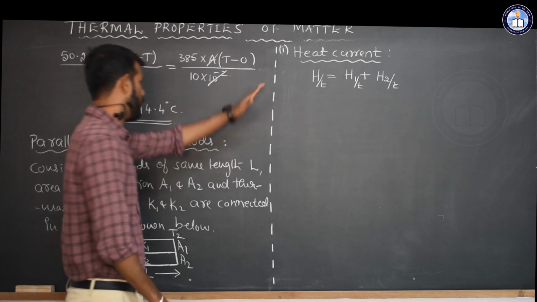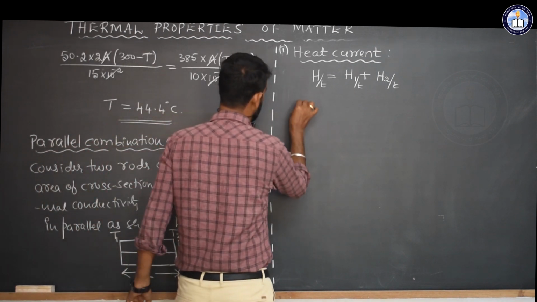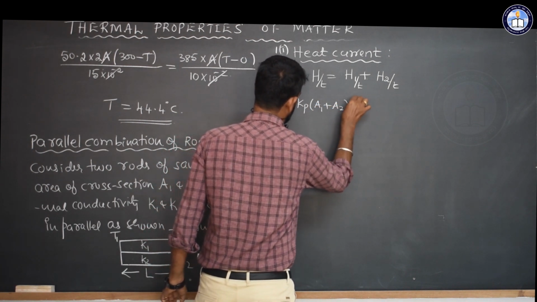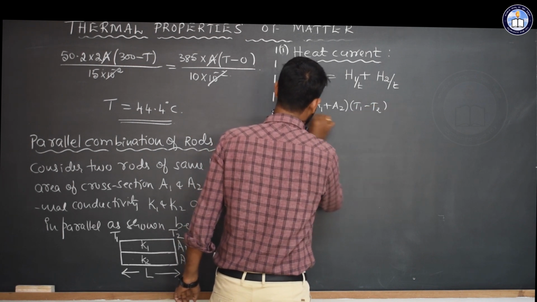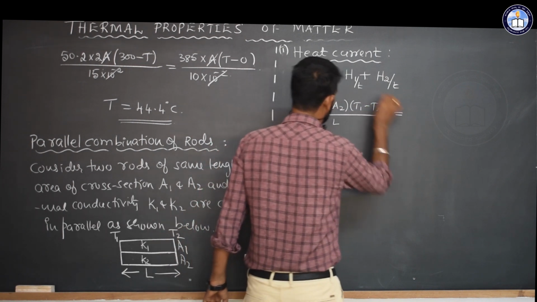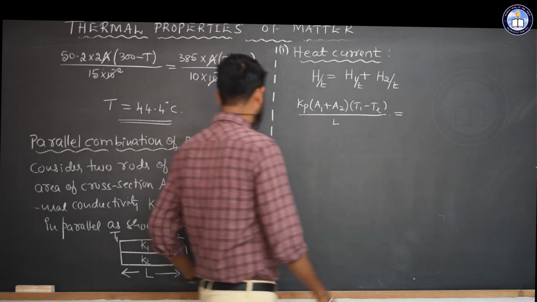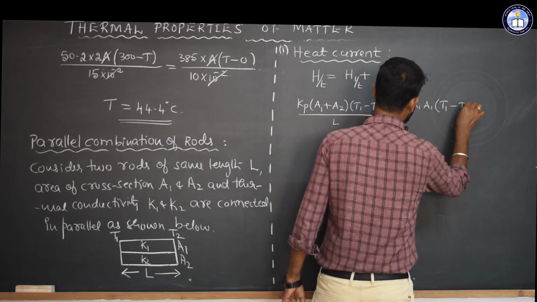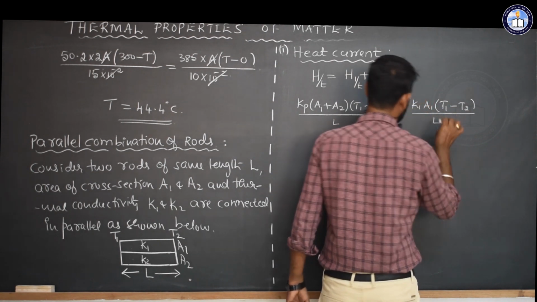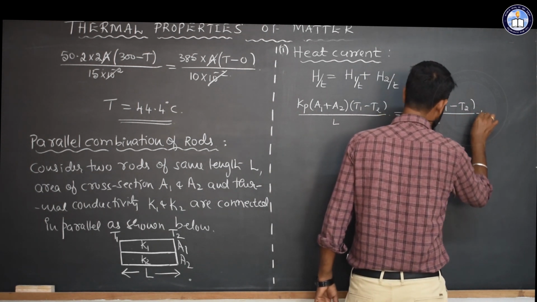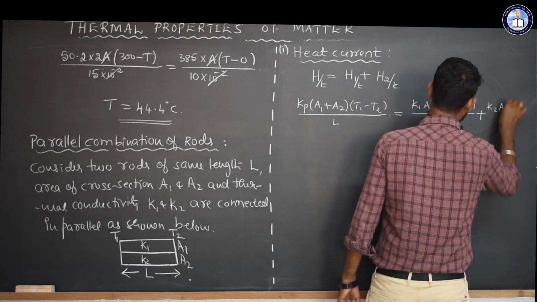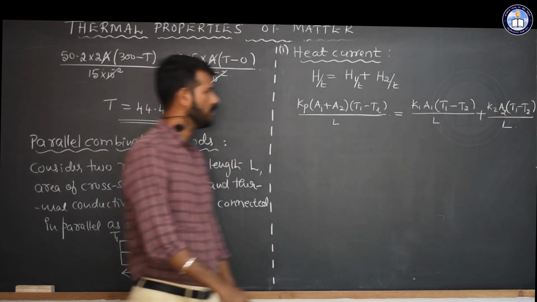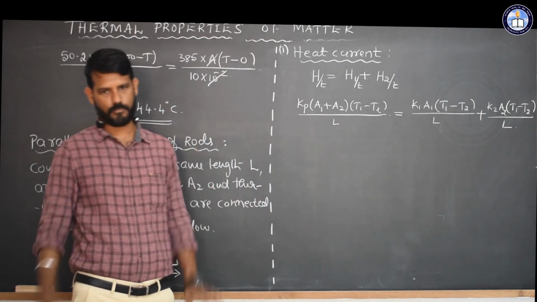Or this is the parallel combination HP, expressed in terms of say Kp, area of cross section is A1 plus A2, into T1 minus T2 divided by the length L, is equal to H1 by T plus H2 by T. That is K1 A1 of T1 minus T2 divided by L plus K2 A2 T1 minus T2 divided by L. This is how we can calculate the heat current, that is, it adds up.